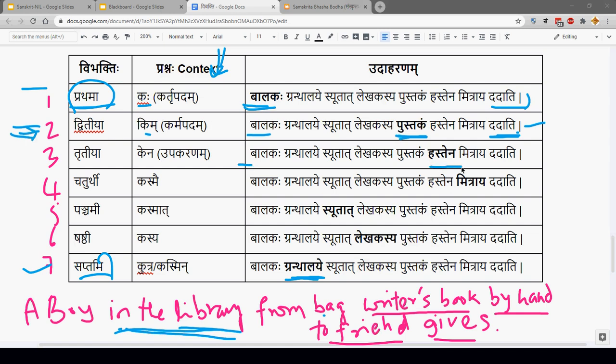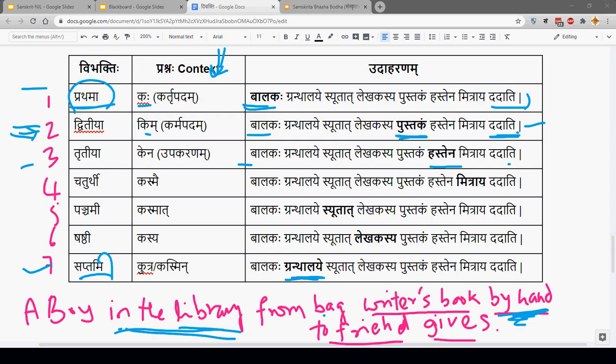So here the highlighted word is hastena. This is the third case ending. What it means is by using what the action is being done. Dadati is the action, giving, so gives by what? Some instrument or medium of that action. Here it is by hand, by using the hand. Hasta is the base word, on which the third case ending is applied. Then it becomes hastena.